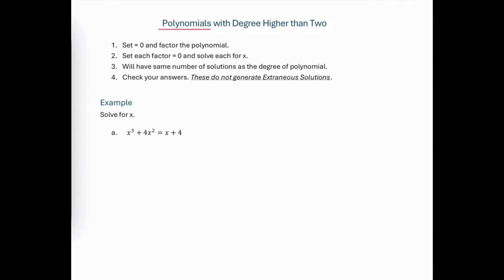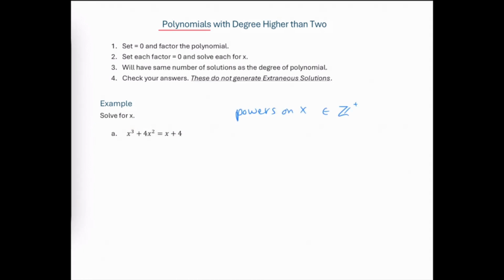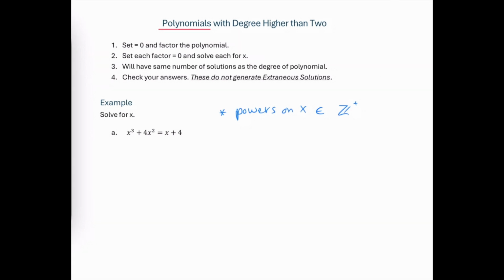A polynomial equation is an equation where the x's are raised to positive integer powers. So in an equation of one variable, if the powers of x's are elements of the integers that are positive, then we have a polynomial. Some terms that are not allowed in a polynomial equation would be anything with an x in the denominator, anything with an x under the radical, anything with a fractional exponent, and anything with a negative exponent. None of these terms are allowed in a polynomial equation.